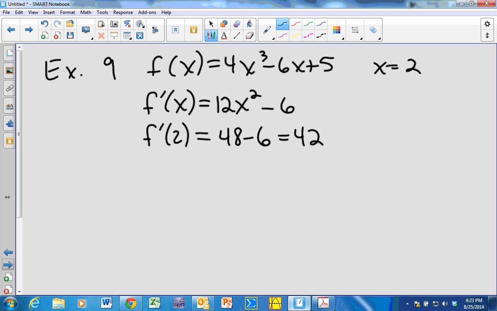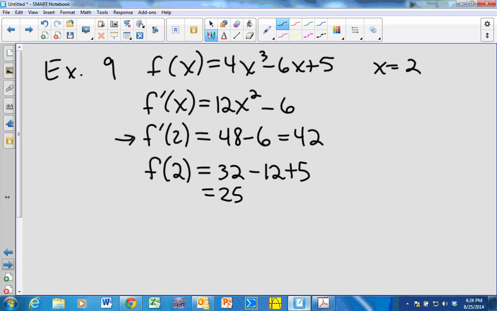We also need a point. Notice again my proper notation. This is f prime. That's the slope. F of 2 is going to just give me the point. I know x is 2, but I don't know the y that goes with it. So I have to plug 2 into f to figure out what it is. So 2 cubed is 8 times 4 is 32 minus 12 plus 5. So we're going to get 20 plus 5 or 25.